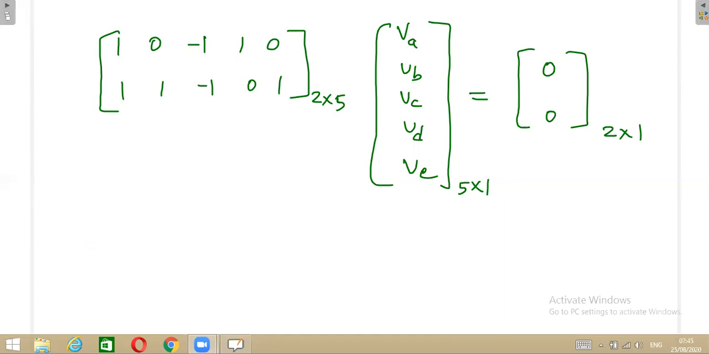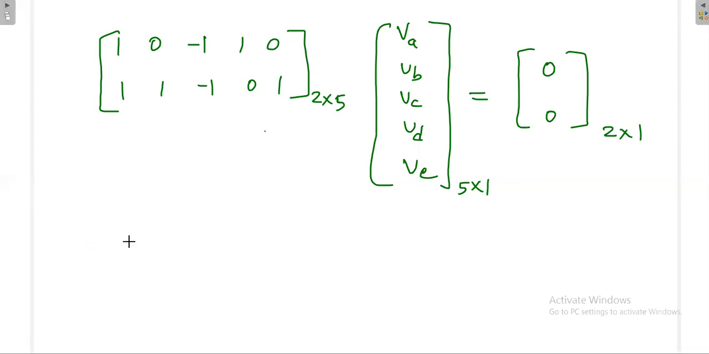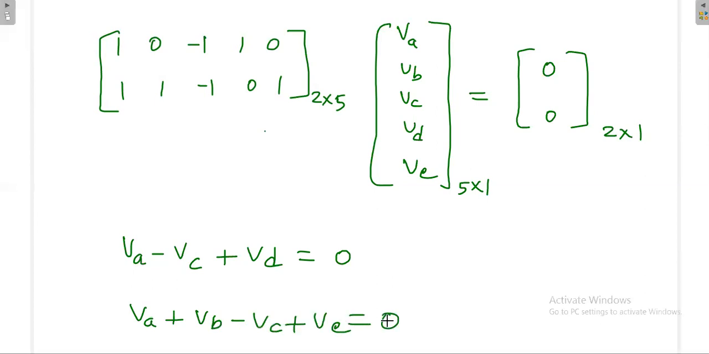So from this, applying it, we get VA minus VC plus VD is equal to 0. Then what about the second row? VA plus VB minus VC plus VE is equal to 0. This is the KVL in loop 1, and this is KVL in loop 2.